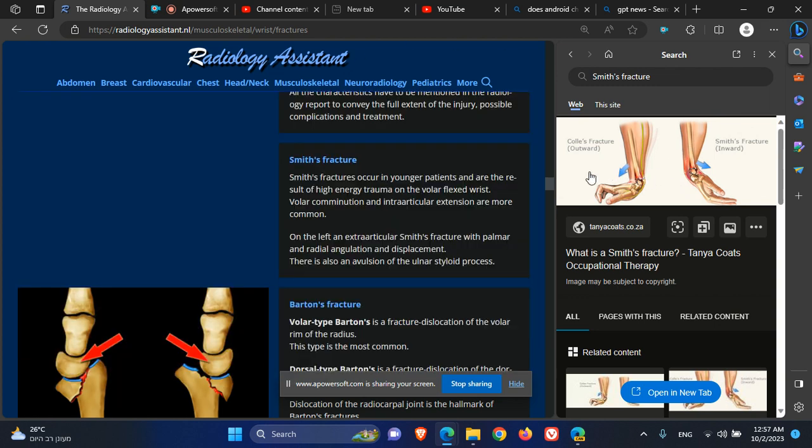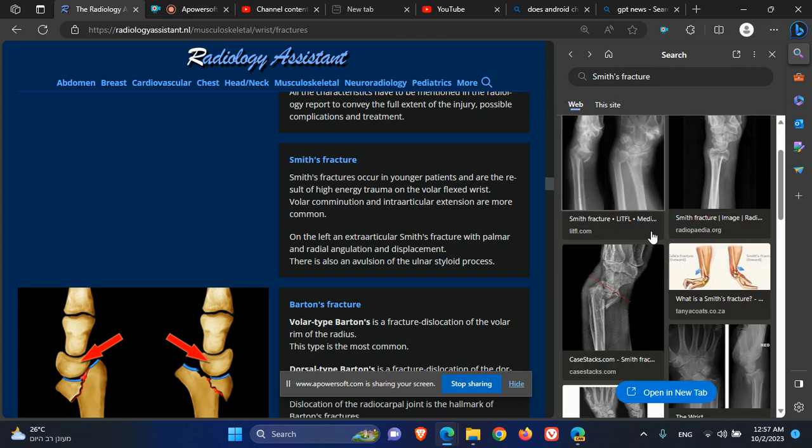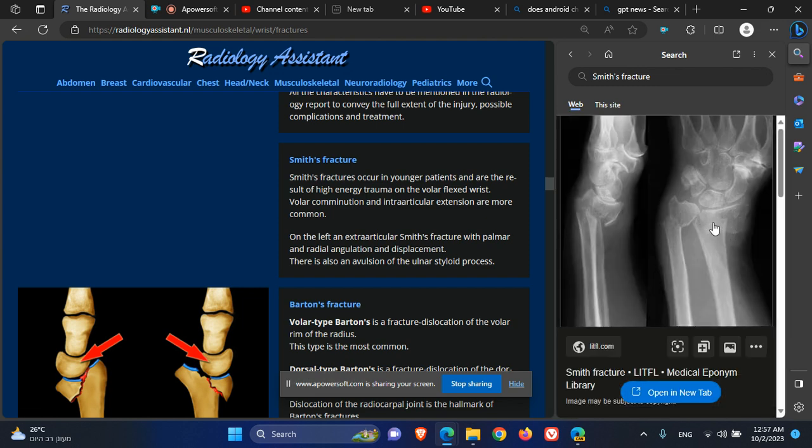And what you see on the X-ray is again exactly the opposite from Colles fracture. In Colles fracture, you see the distal radius goes dorsally, and in Smith fracture, you see the distal radius goes ventrally, and this is exactly the opposite. Let's look at some X-rays here. You can see that the distal radius is ventrally displaced. You can see also the ulna is displaced and fractured.